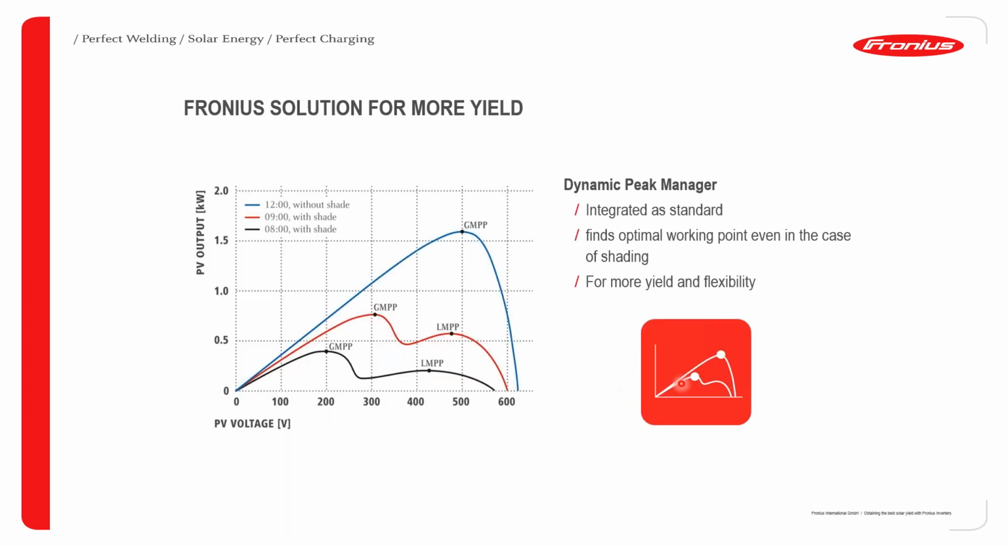So that can be put into perspective when you now bring the dynamic peak manager into the picture. As I already mentioned before, the dynamic peak manager will, even in partial shading conditions, work out what is the best optimal operating point. And this therefore guarantees that you have more yield and gives you also more flexibility in terms of where you can install your PV array.